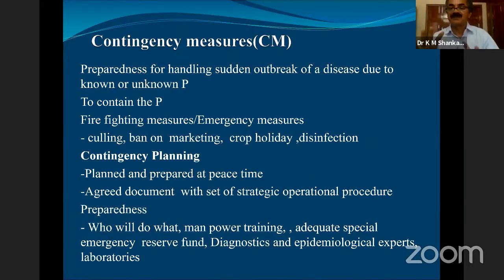So all these are prepared in advance, like the Department of Animal Husbandry and Fisheries at Delhi invites people from the state level, from director, deputy director, joint director, assistant director, superintendent of fisheries at the taluk level, and all of them are brought together to discuss how to go about the special fund, preparedness, manpower. It is decided in advance so that when the emergency strikes, we are ready. Okay, that's called contingency measures.